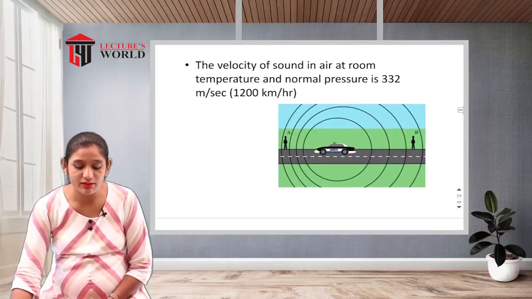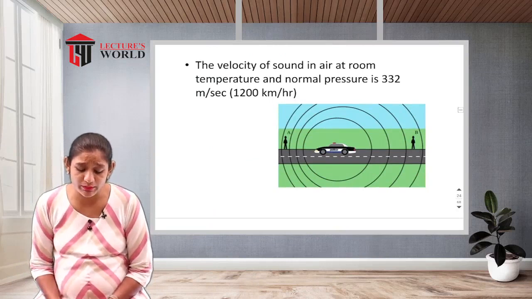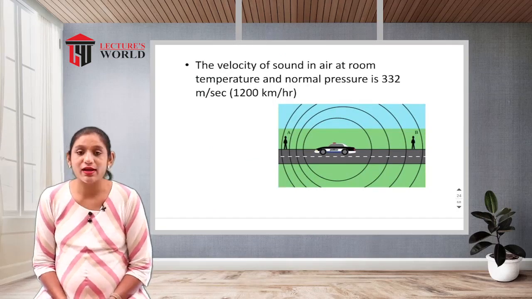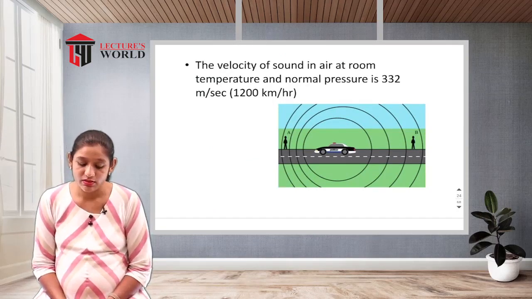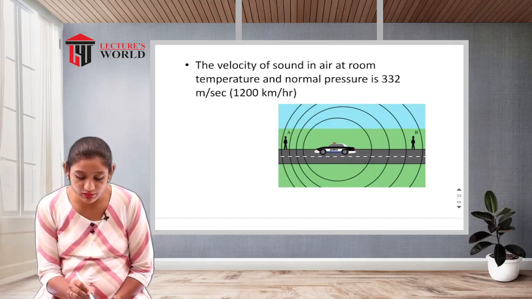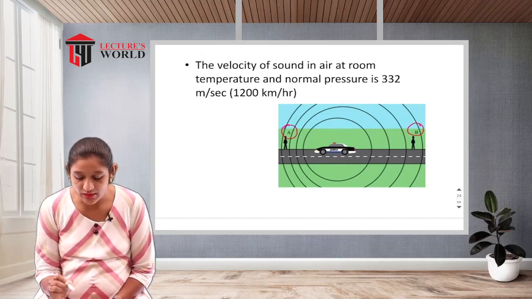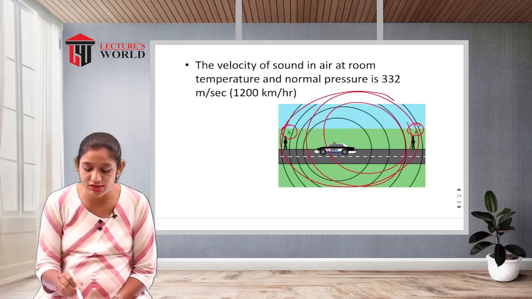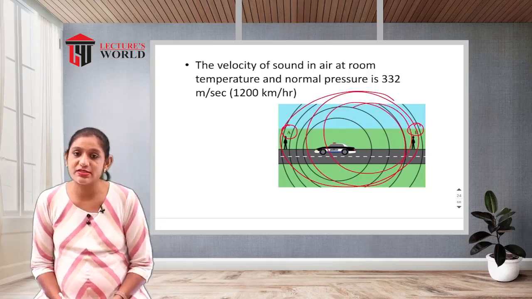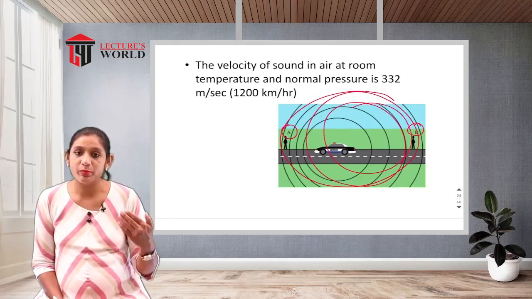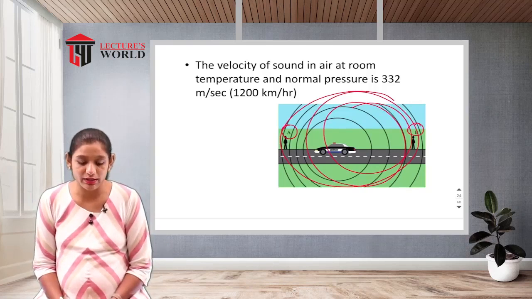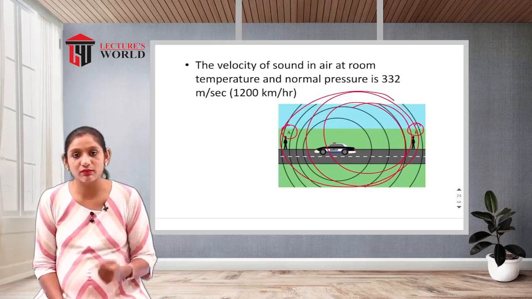The velocity of sound in air at room temperature and normal pressure is 332 meters per second, which is about 1200 kilometers per hour. This is the velocity of sound. These are the waves which appear by these motions, at normal pressure 332 meters per second, about 1200 kilometers per hour.